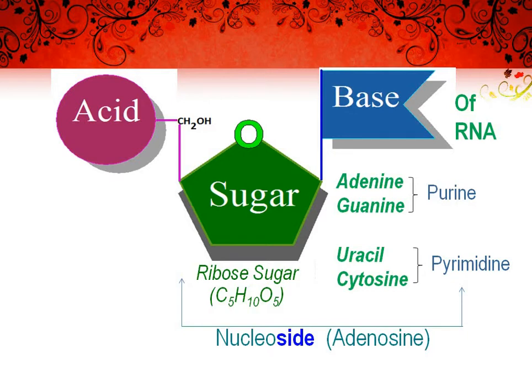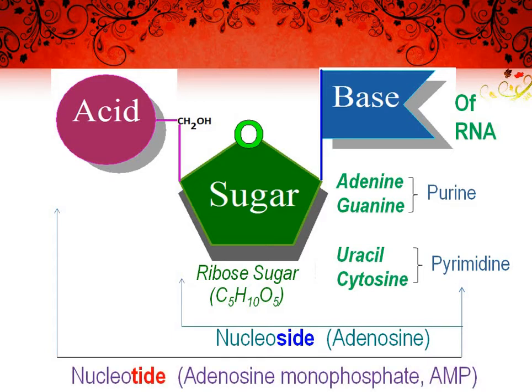Now to this nucleoside, if a phosphate molecule gets attached, the phosphate is in form of phosphoric acid, and this gives acidic property to this nucleotide. It results in formation of a nucleotide. So as there are 4 different types of nucleosides, it results in formation of 4 different types of nucleotides, namely adenosine monophosphate, guanosine monophosphate, uridine monophosphate, and cytidine monophosphate.